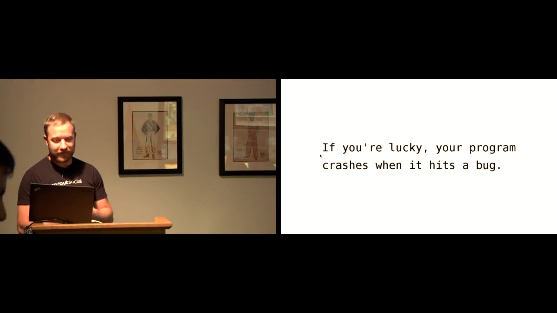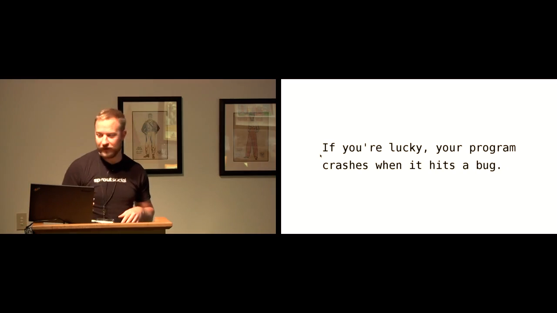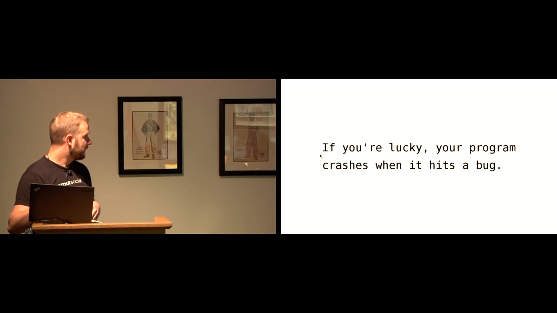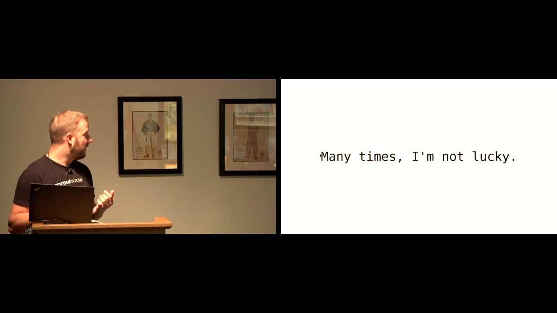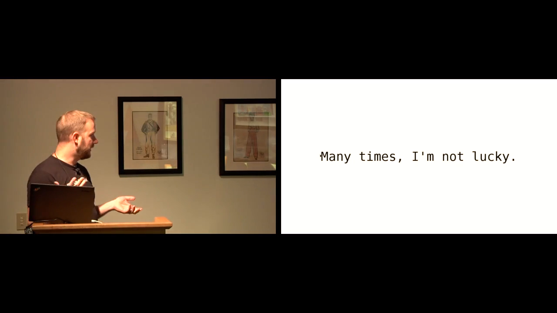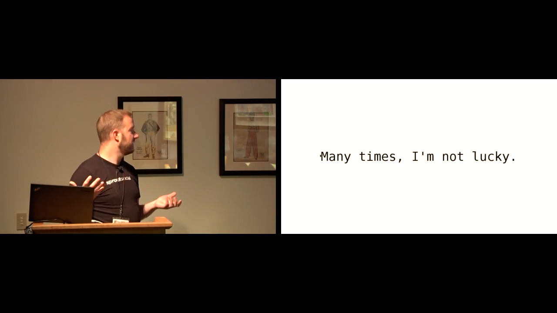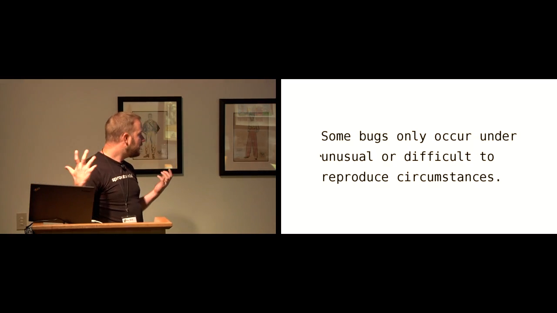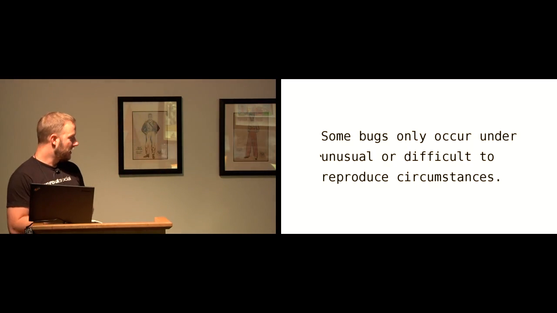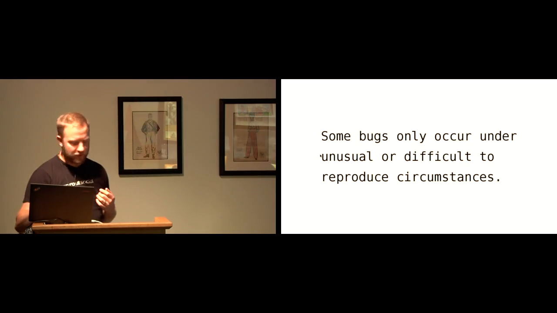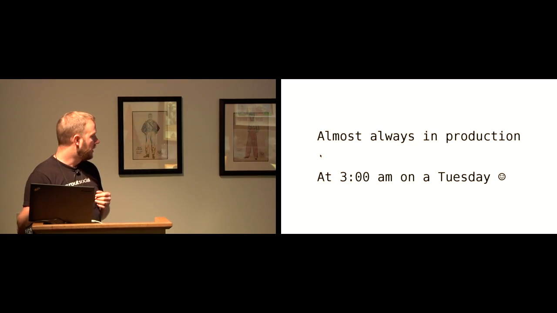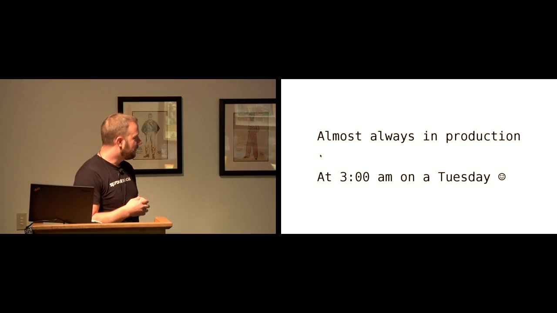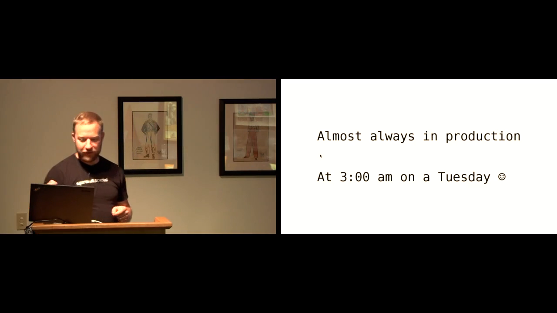Typically when you have bugs in your code, your program's going to crash. That's kind of the happy scenario. Yay, I got a crash, I can fix it. It's easily fixed. Unfortunately, many times I'm not that lucky. My code has bugs and I don't get a nice clean crash. I don't get an error message in the logs. It's just not working. And a lot of times you only see these bugs under weird circumstances, particularly circumstances that you didn't see while you were developing, or when you were testing your code in a staging environment. Almost always in production, and for some reason, always around 3 a.m., often on a weekday.